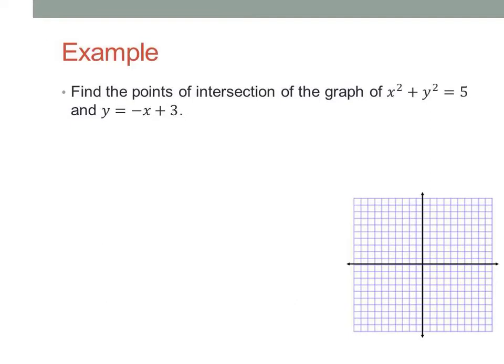And so I've put a graph here so that we can get kind of an idea of where they cross. But remember, graphically is not always the best. But, real quick, I'm just going to graph this one. We're going to start at 3, down 1, over 1. Okay, up 1, back 1. So I have this line.